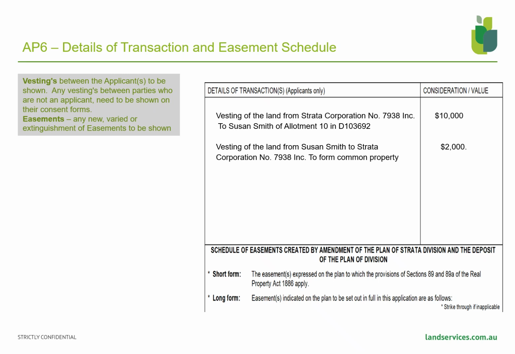Also, if there are any easements being created, varied, or extinguished, then this will need to be stated in this panel as well. Regarding the easement schedule, you will need to delete the inapplicable, and if there is no new short or long form easements being created in the new plans, then these 2 statements should both be struck through.